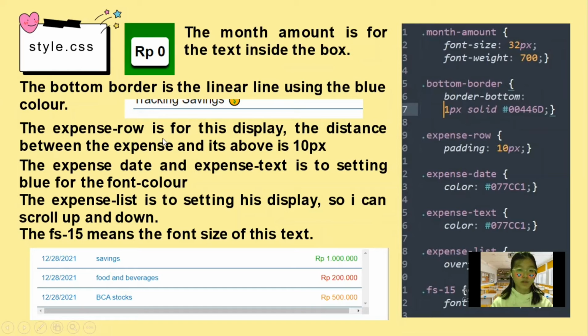The expense row is for this display. The distance between the expense and its above is 10 pixels. The expense date and the expense text are for setting blue for the font color. The expense list is for setting its display so I can scroll up and down. The font size 15 means the font size of this text.